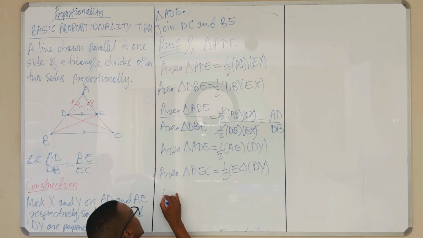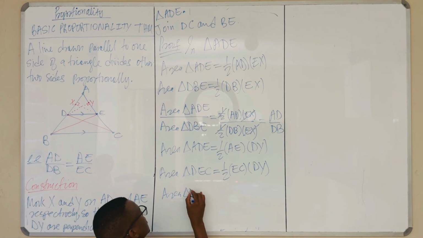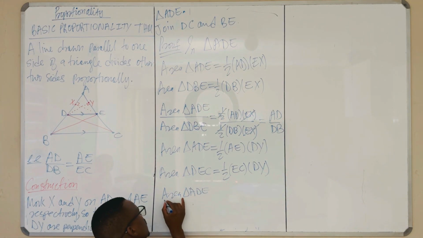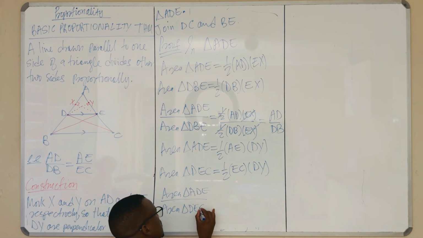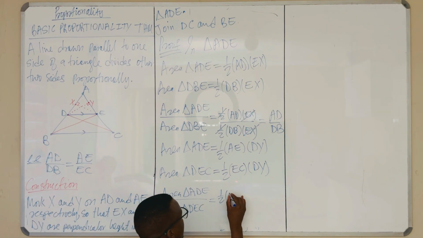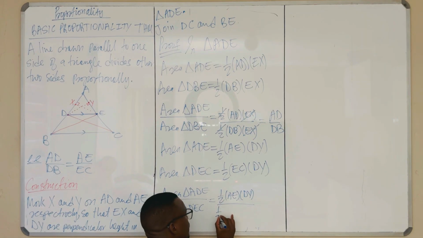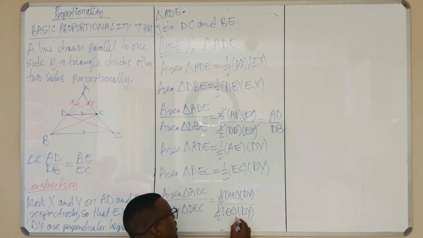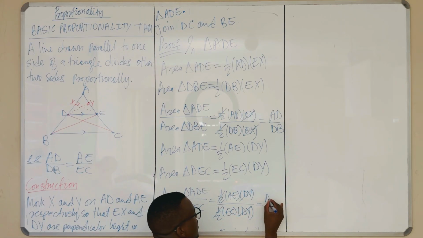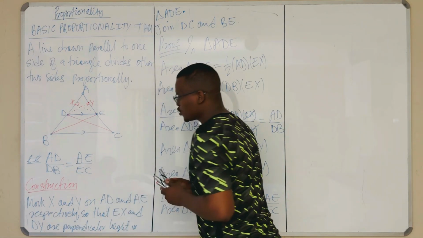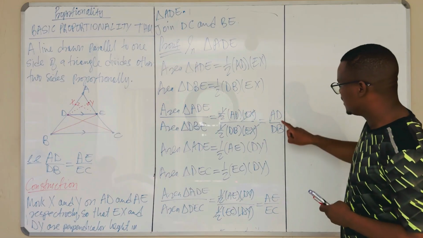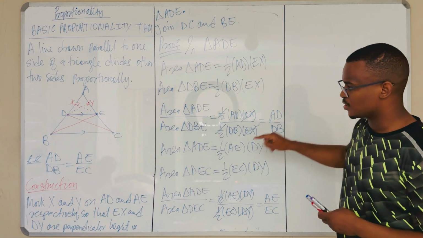So what do you say? The area of triangle ADE over the area of triangle DEC is equal to half AE times DY over half EC times DY. So this and this go away, this and this go away. We're left with AE over EC. The goal was to prove that this and this are equal. That's what we're trying to do.